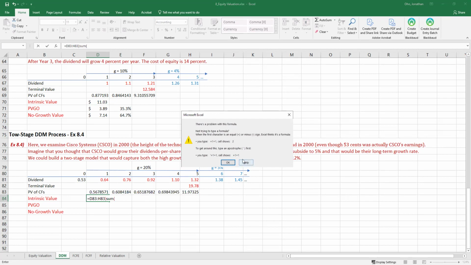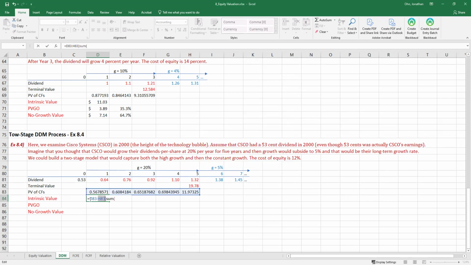Oops, what did I do? Oh, yeah. Sum. And you should go, sum them up. $14.50 is our intrinsic value, the theoretical value, as I said, right? Intrinsic, theoretical, this stock value.